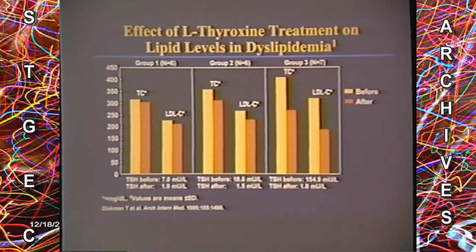How long is that time? Once you get them euthyroid. Pardon? How long? When you get them euthyroid, it depends how fast you want to titrate your thyroid hormone to correct it. So this is TSH of 154 down to normal 1.8. Cholesterol drops from 400 down to the 250 to 300 range. So you can look at it from both ends. Hypothyroid, higher cholesterol; treat the thyroid, it can go down.